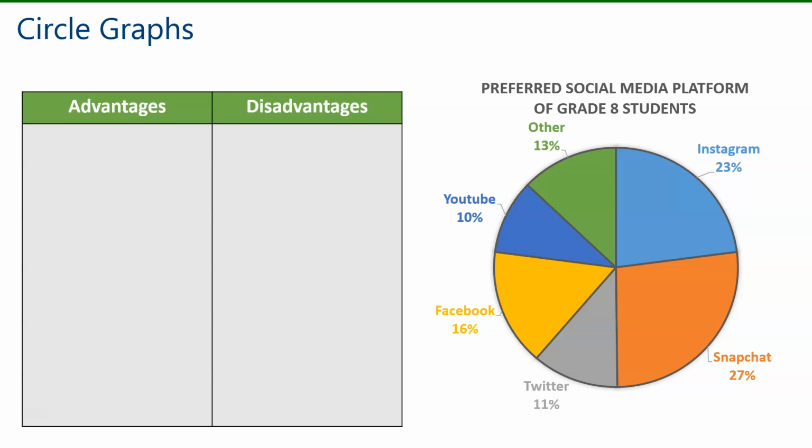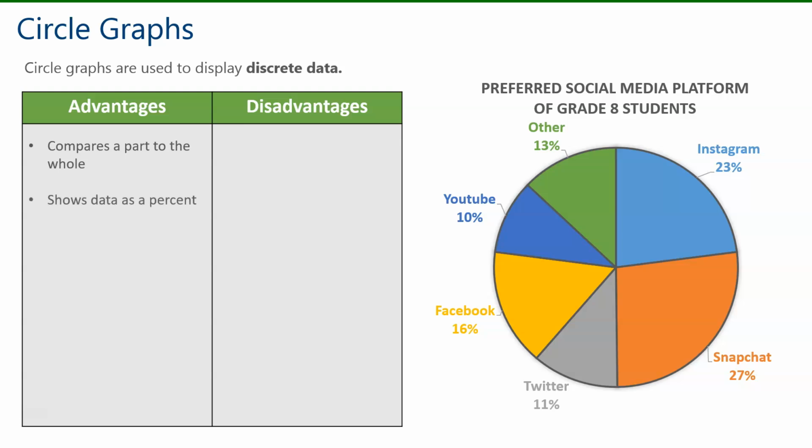One type of graph commonly used is the circle graph. Circle graphs are used to display discrete data. Some advantages include: they compare parts to the whole. They show data as a percent. The size of the sectors can be easily compared. They are visually appealing. As you can see, this circle graph uses a variety of eye-catching colors.